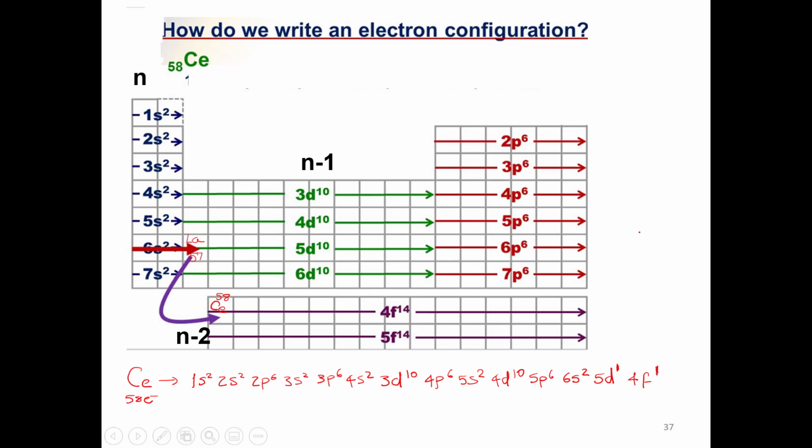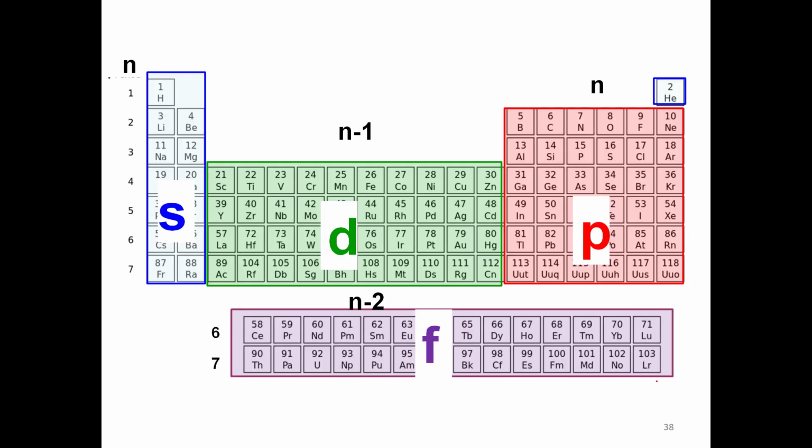4f1. Yes, remember we had here 14 columns, because the maximum number of electrons in F is 14. And 4f1, this is the electron configuration for cerium. And now let's move to the next.